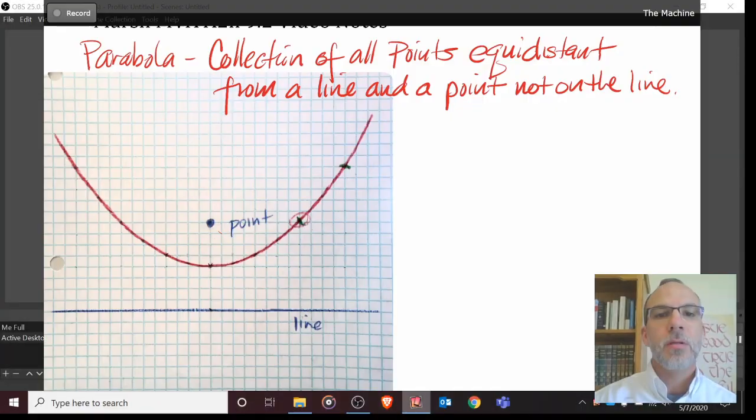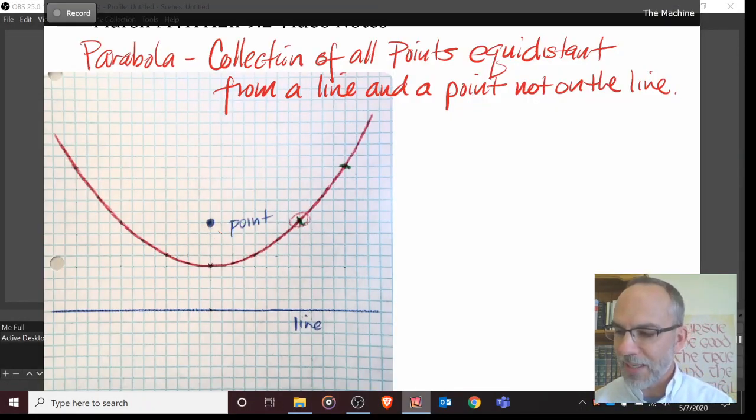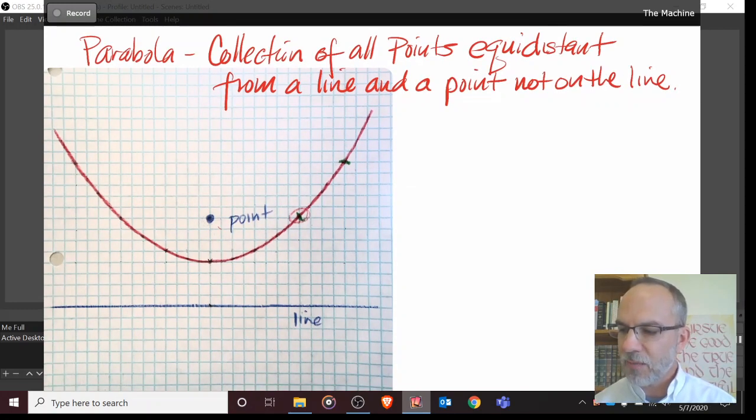And so then let's actually switch over to the iPad. There we go. All right, so the parabola, again, if we're doing it with Euclidean geometry, it's the collection of all points equidistant from a line and a point not on the line.